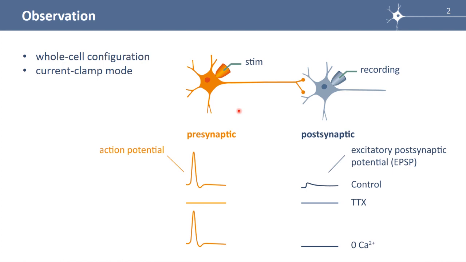Now, if we use a bath devoid of calcium ions, 0 calcium, we still record the action potential in the presynaptic neuron because the action potential is due to sodium and potassium ions. But we don't get a response in the postsynaptic neuron. Why? Do calcium ions play a special part in synaptic transmission? And so, what do they act upon?